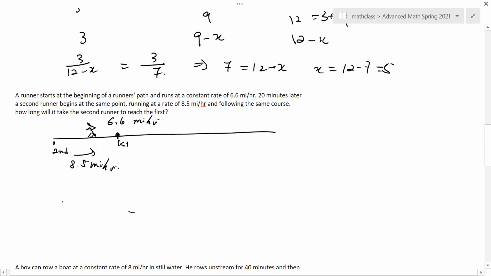So you believe, 20 minutes later, if the second one runs faster, then eventually the second one can catch the first one. That's common sense, right? Now, how do we set up an equation for this problem?